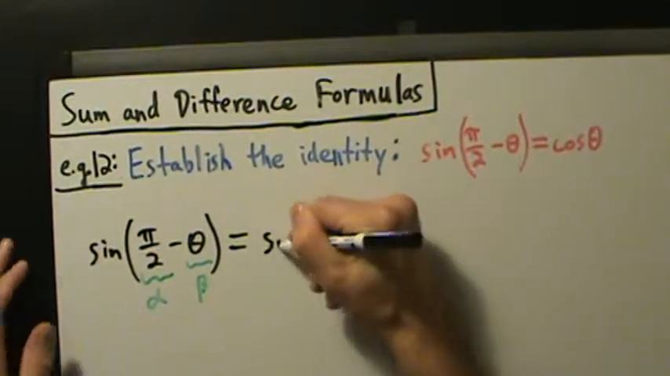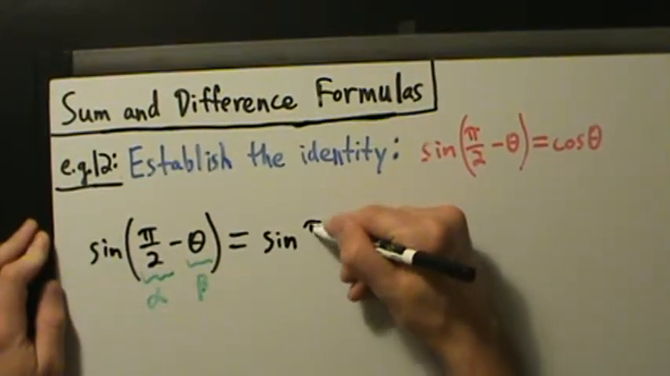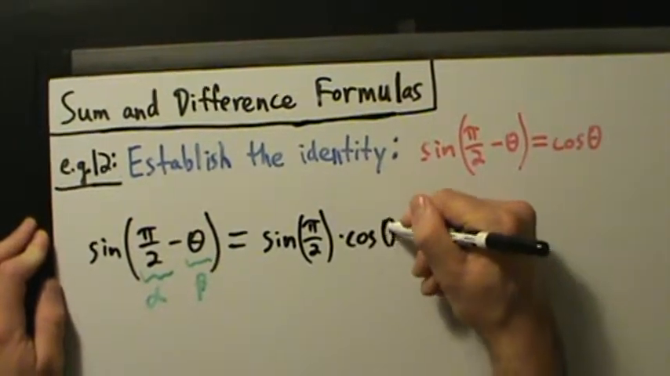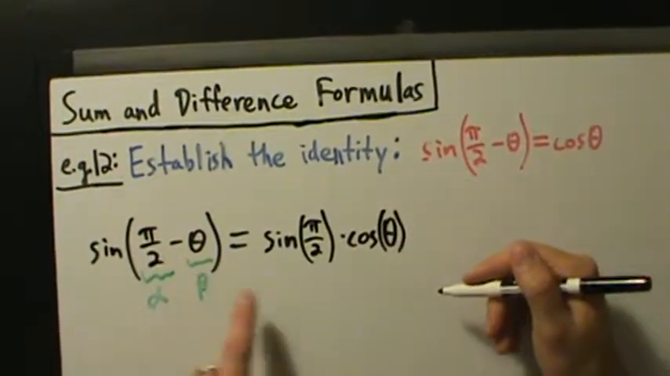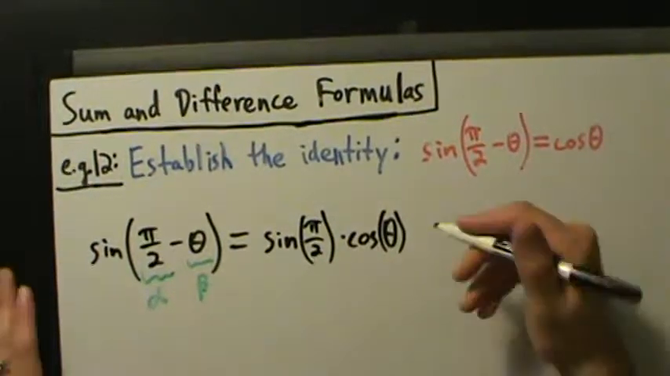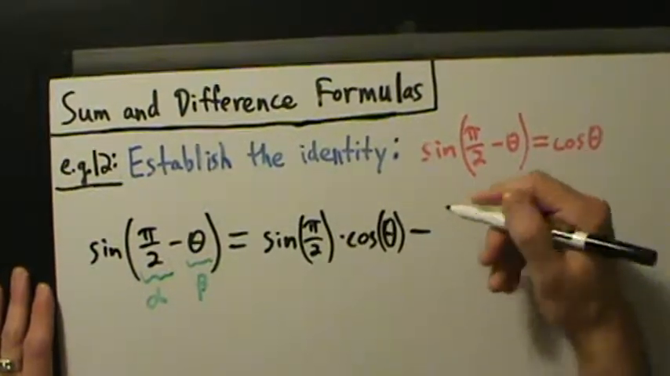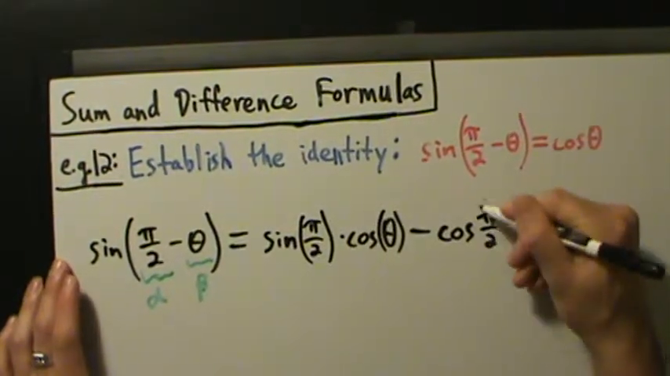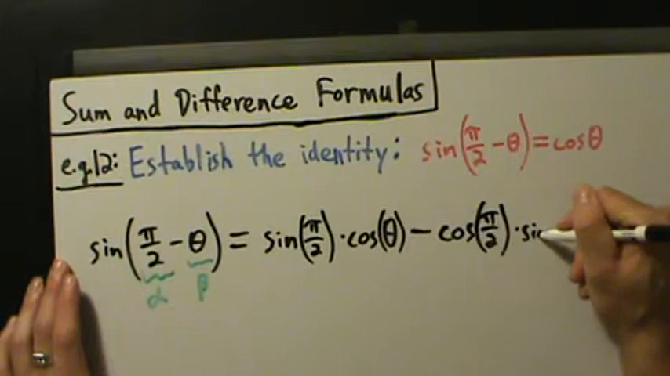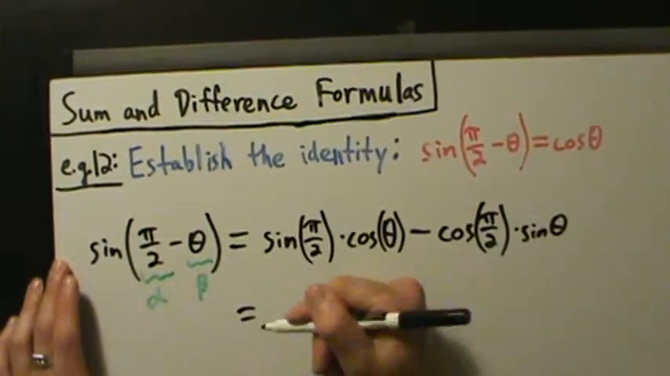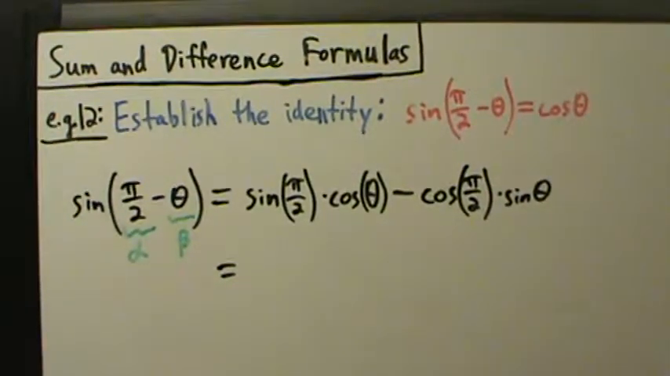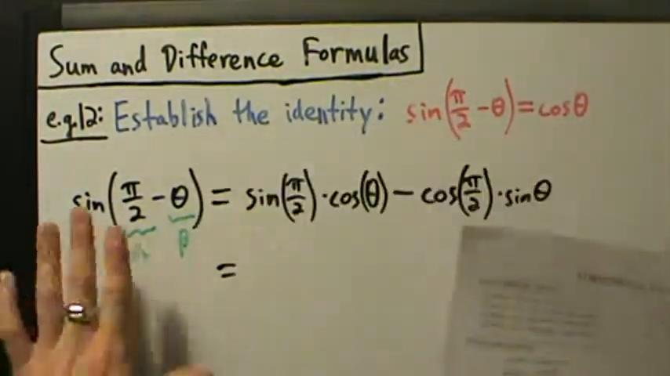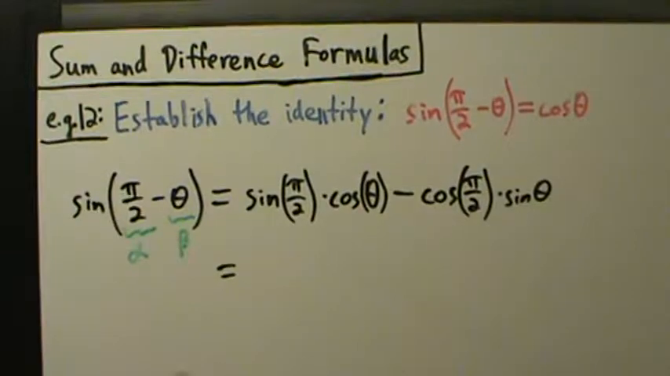So this is sine alpha times the cosine of beta, sine of alpha, cosine of beta, minus cosine of alpha, which is pi over 2, alpha is pi over 2, times the sine of beta. All we did was take the formula, sine of alpha minus beta equals this mess, and apply it to this expression right here. That's all we've done.